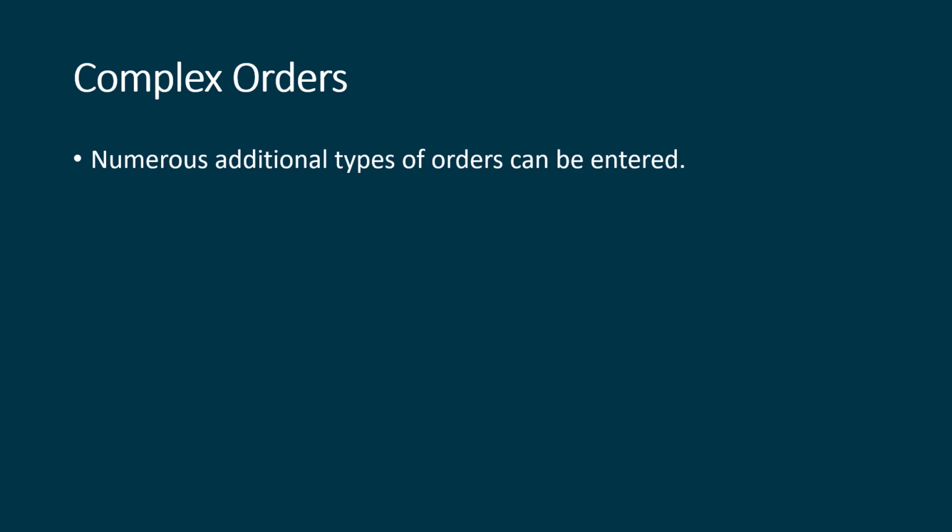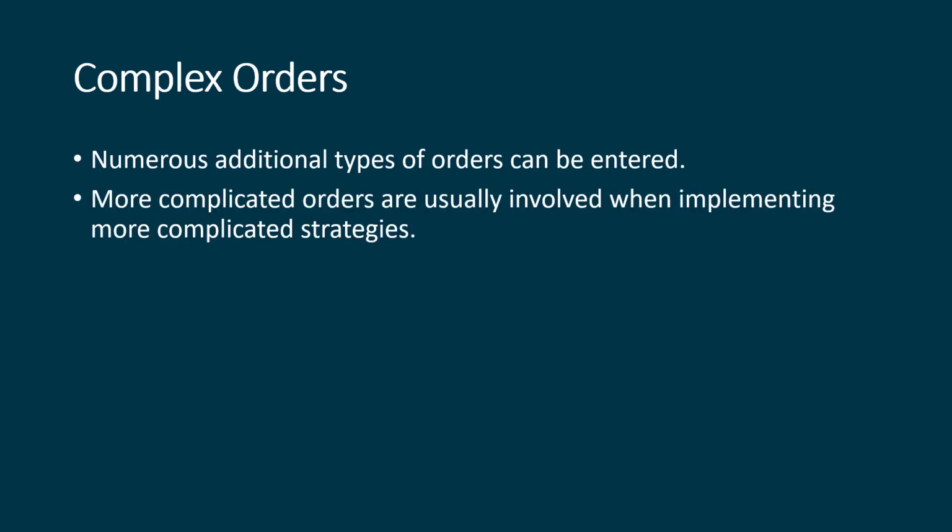Then we have different complex orders. Numerous additional types of orders can be entered. And some of these can get kind of crazy. You think about your situation, multiply that by all the different market participants, it's no wonder that our brokers can even keep this stuff straight. It's a good thing that we have computers to do this. More complicated orders are usually involved when implementing more complicated strategies. There's a strategy where you buy a stock and then immediately sell the option. That's a buy right. And you want both of them to be executed at the same time.